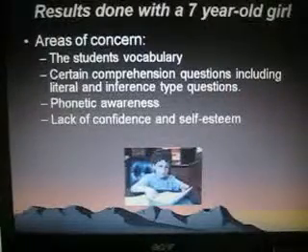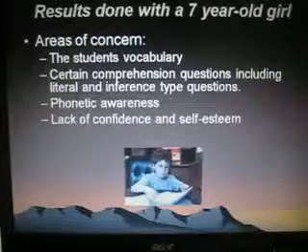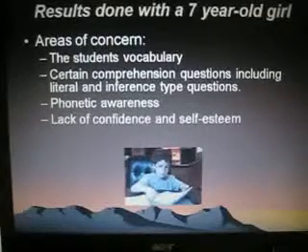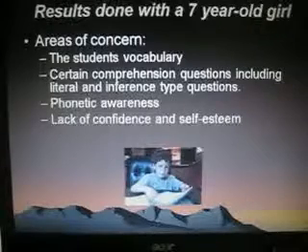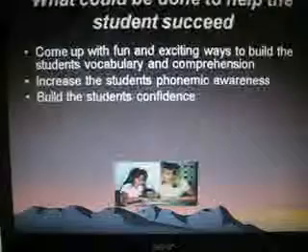Results that I got with a 7-year-old girl. The areas of concern were the student's vocabulary, certain comprehension questions, including literal and inference type questions, phonetic awareness, and lack of confidence and self-esteem.